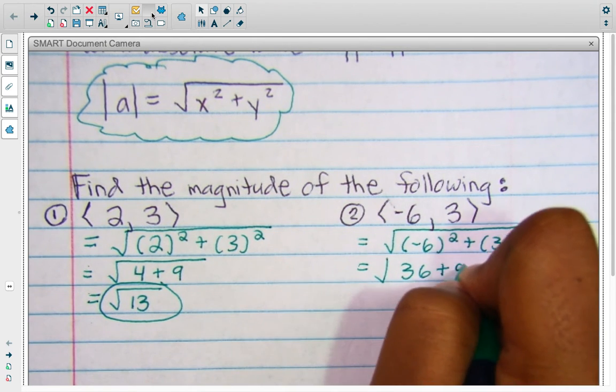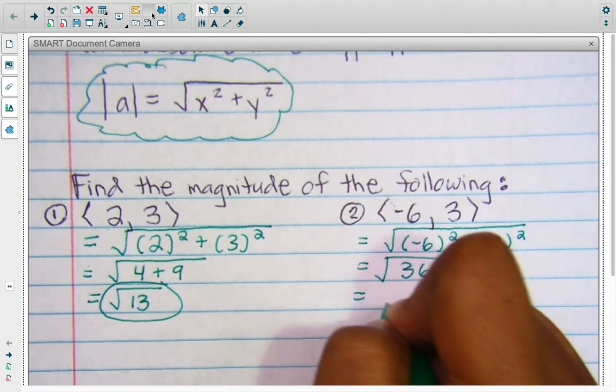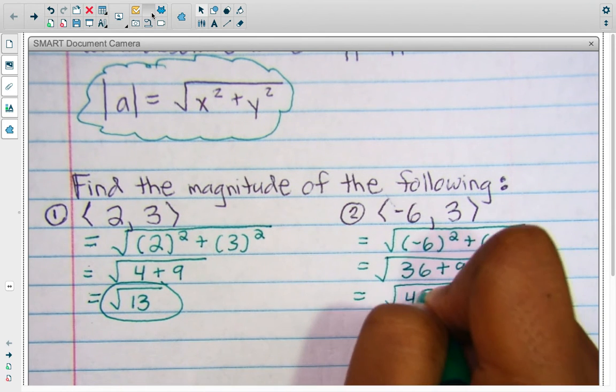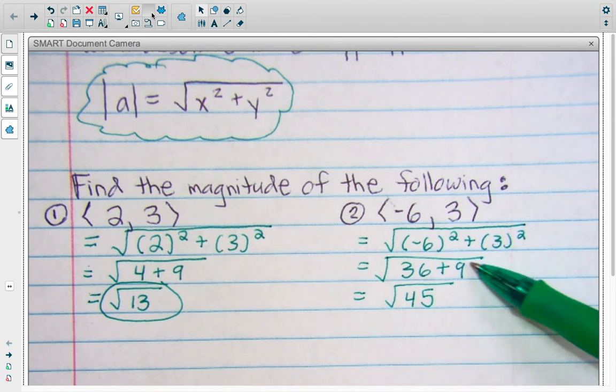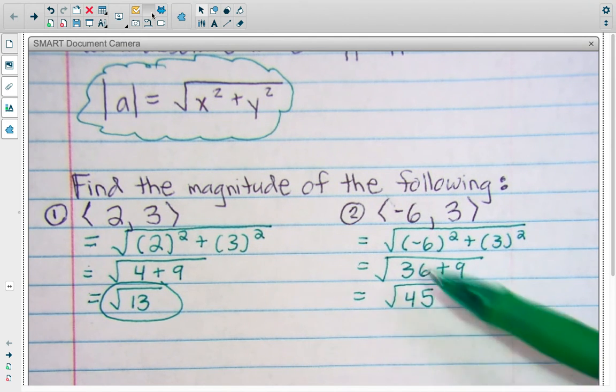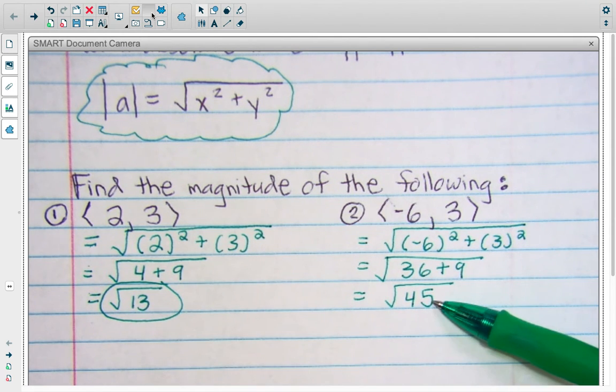3 times 3 is 9. I add that together, and we get 45. So I followed the formula, added together, and we get 45. Each of these numbers at this step should be positive, because we can't take the square root of a negative number. It would be no solution.